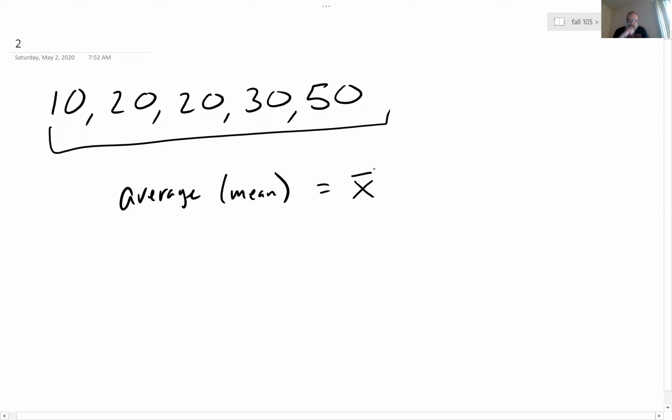Those of you that go on to statistics will see this a ton, and it freaks you out the first time you see it because you've never seen it written like this before. So we say X bar, that's how you say it. That's always the sample average.